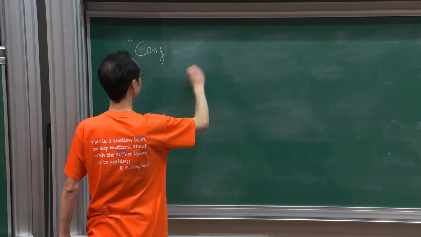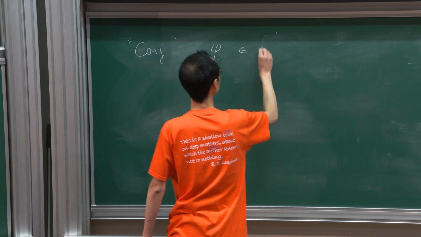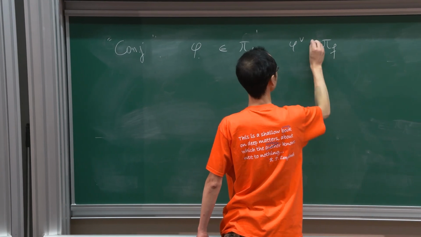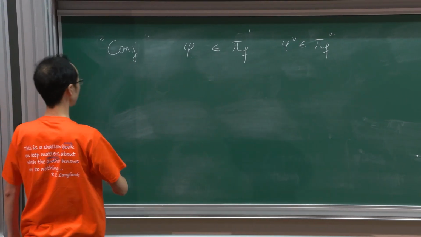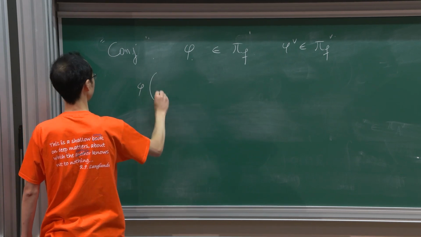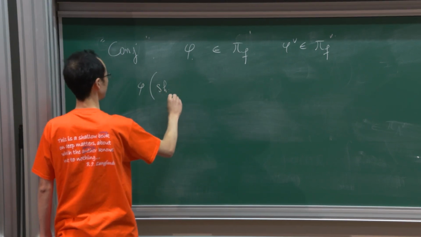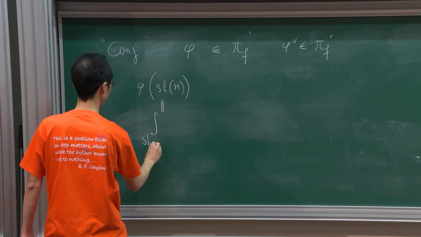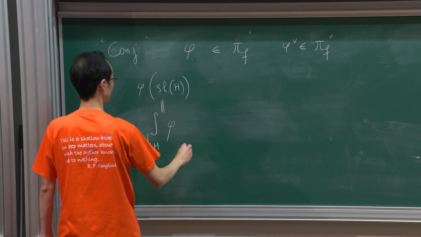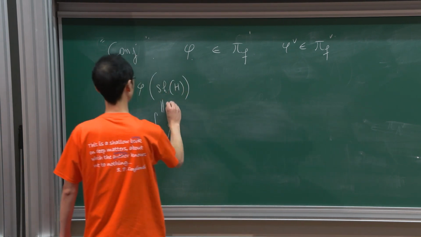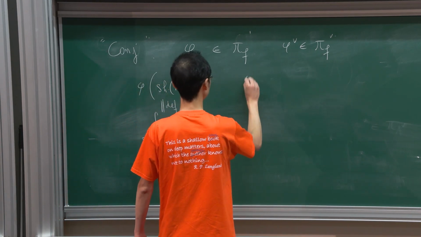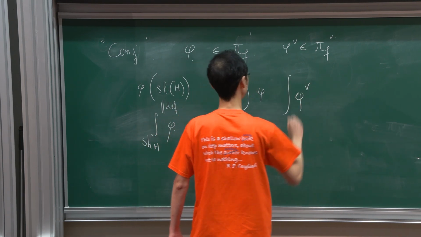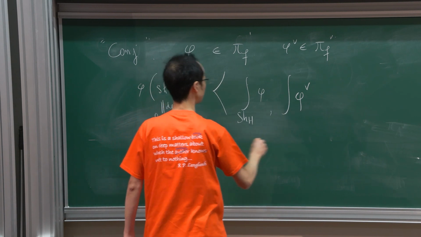But if you choose phi in pi f, then I can look at, again, the value of this cycle. So I can write this as, again, an integral like before. This is the definition. So then the conjecture would be, now take the height pairing.